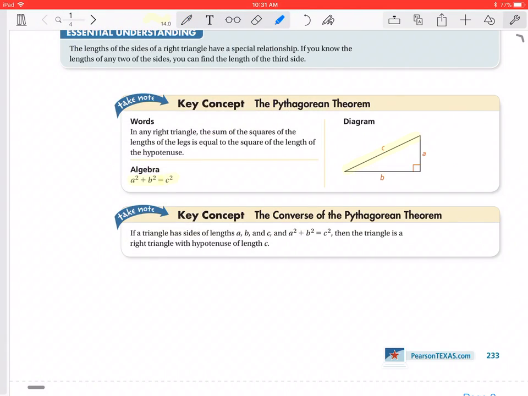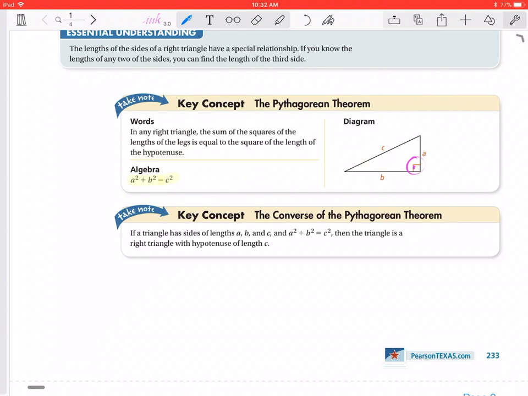Now we're going to talk about the figure itself. Sometimes it gets a little tricky to determine what our legs are and what the hypotenuse is. The hypotenuse will always be the longest side of a right triangle. The longest side of any triangle is across from the largest angle in that triangle, and we can order sides from smallest to largest depending on the size of the angle. The largest angle in a right triangle is going to be the 90 degrees.